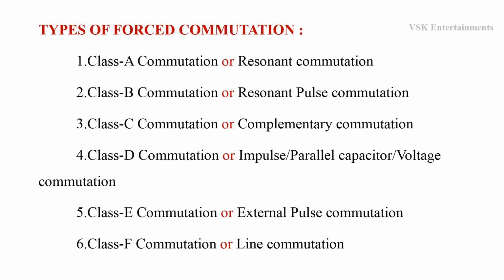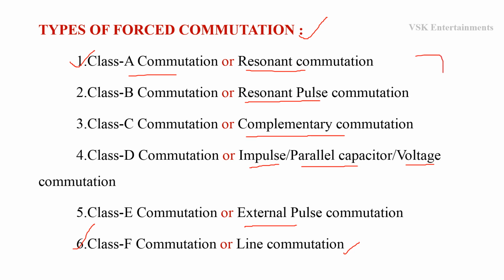Depending upon the type of circuits we are using for making the SCRs commutate, forced commutations are mainly classified into 6 types, that is from class A to class F commutations. Here class A commutation is also known as resonant commutation. Class B is also known as resonant pulse commutation. Class C is also known as complementary commutation. Class D is also known as impulse, parallel capacitor and voltage commutation. Class E is also known as external pulse commutation, and class F is also known as line commutation.